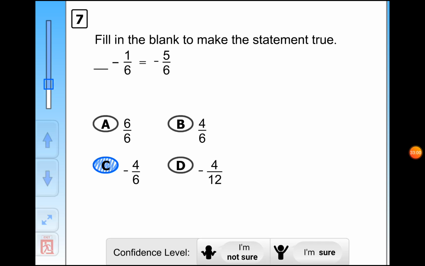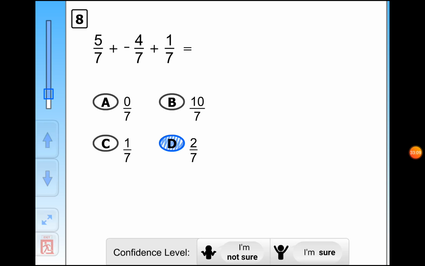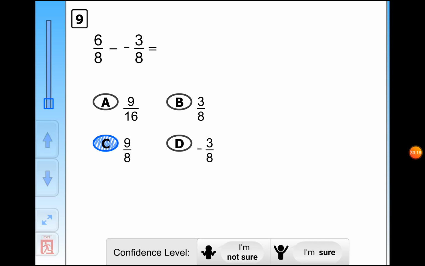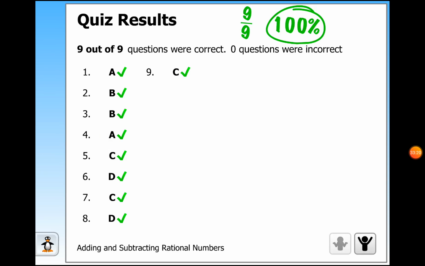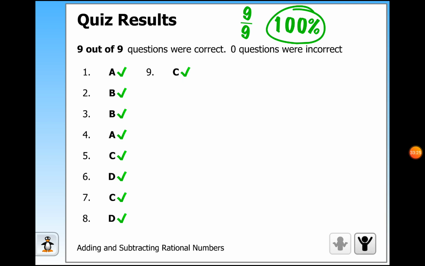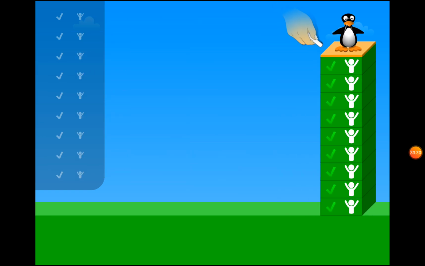This is how I do it. Okay. 5 minus 4 is 1/7, so 1/7 plus 1/7 is 2/7. And the last question is, so the negative times negative is positive, so 6 plus 3 is 9, and now it'll be 9 over 8. And you got a 9 over 9, which is 100%. I'm not sure what this does, though. Why are there 2 dots?